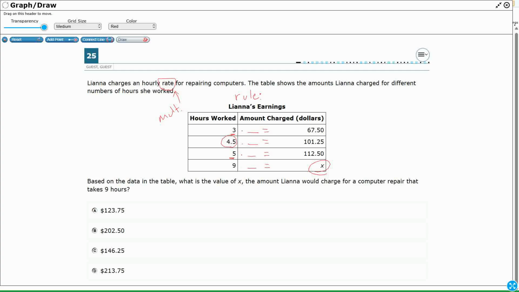So 3 times something, let's call it G. 3G equals 67.50. 3 is my number of hours. G is my rate, right? The number of dollars I charge per hour. So if I want to figure out how much it is for just 1 hour, we can use the properties of equality. And let's go ahead and divide both sides by 3, because then I can take that 67.50 and break it up into 3 equal groups. That's what I'm looking for.